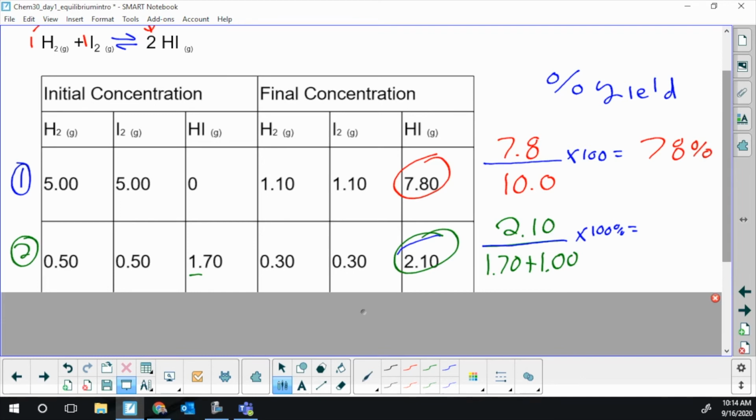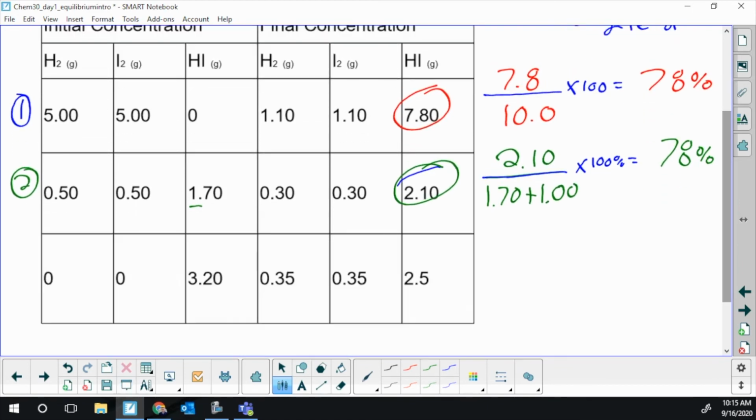What does that turn out to be to tenths? Anybody? It turns out to be about 78% again. We got the exact same number. So if we start with all reactants, we get 78%. If we start with sort of this jumble, let's throw a bit of everything in, including products, we got 78%. And our last case study should be the weirdest yet.